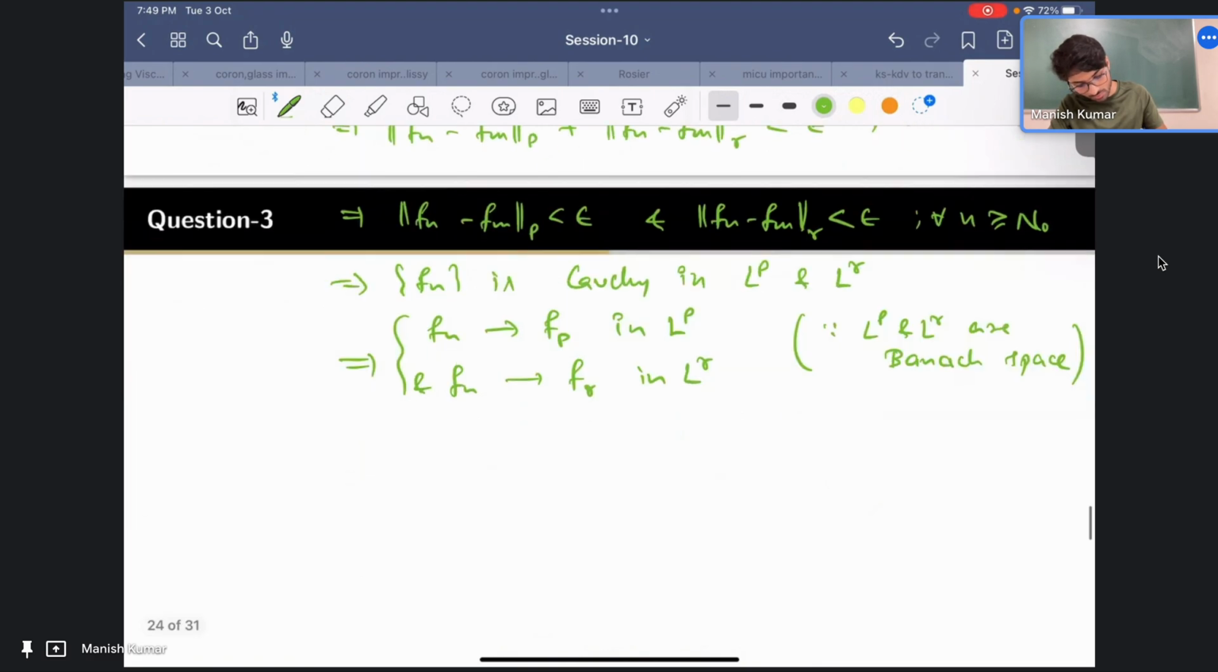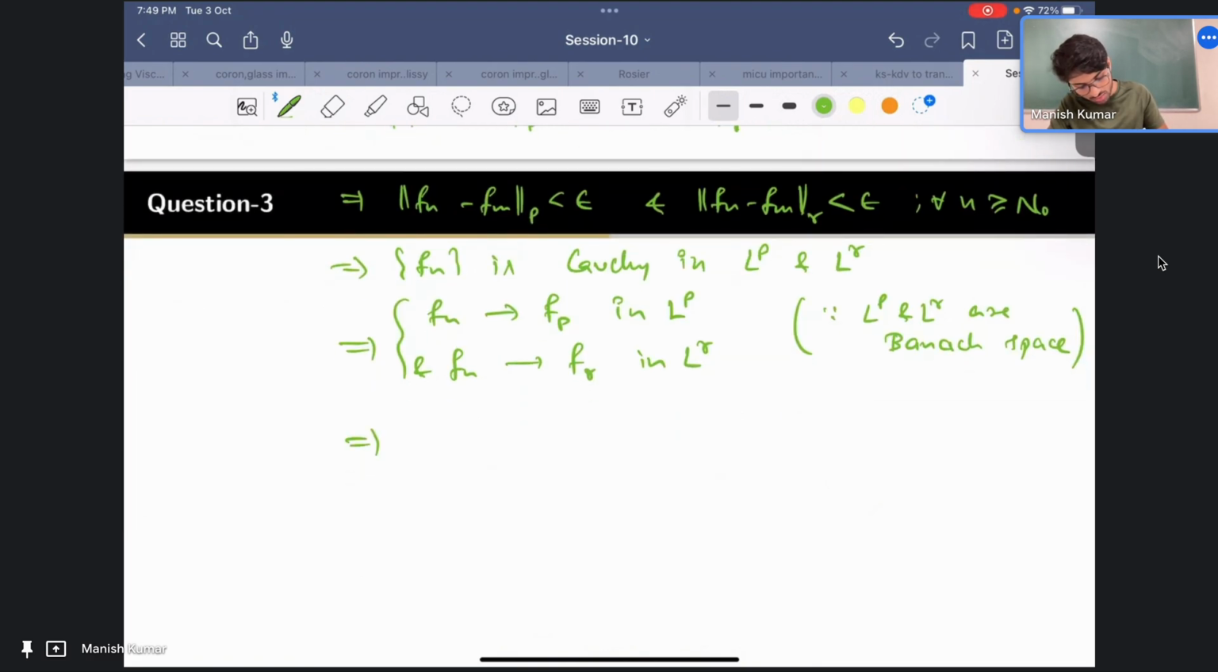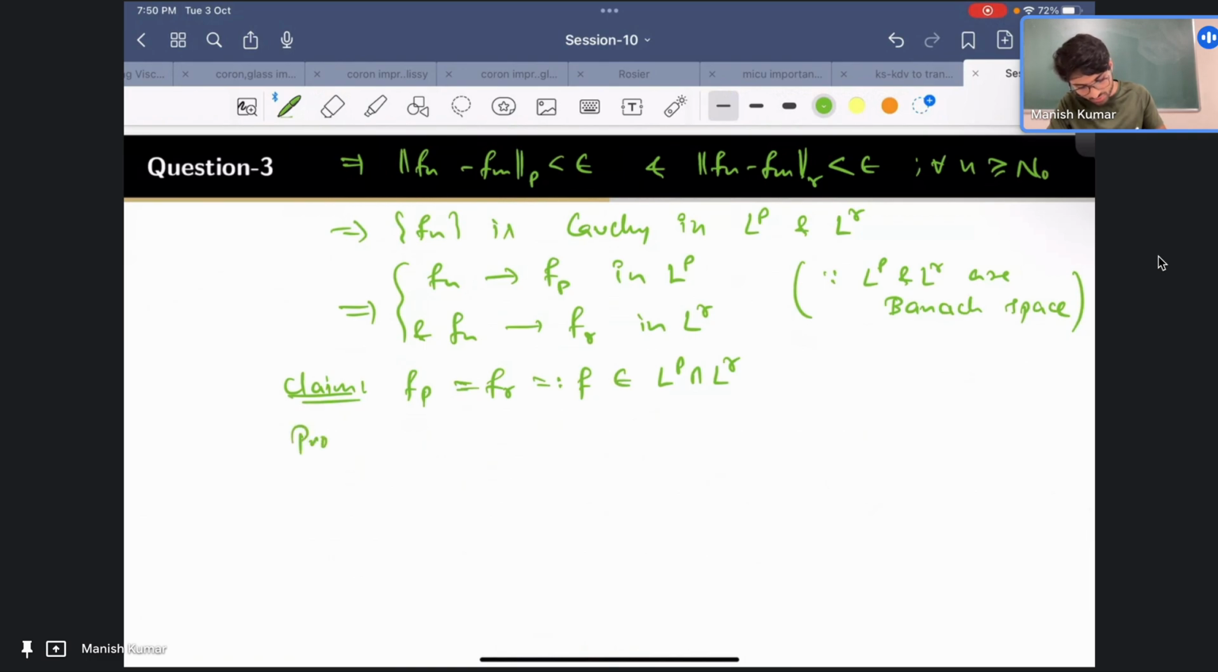Now, my claim is that f_p and f_r are the same. Since they are the same, call it f, some function, and equal would mean that this is in L^p as well as in L^r, so it is in the intersection. Let me just prove this.